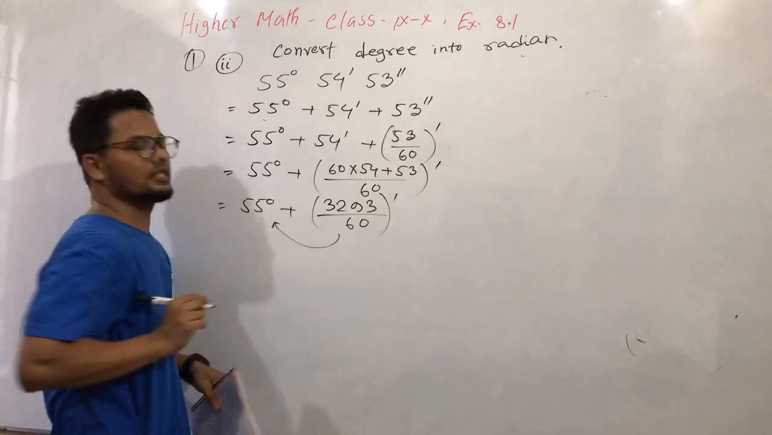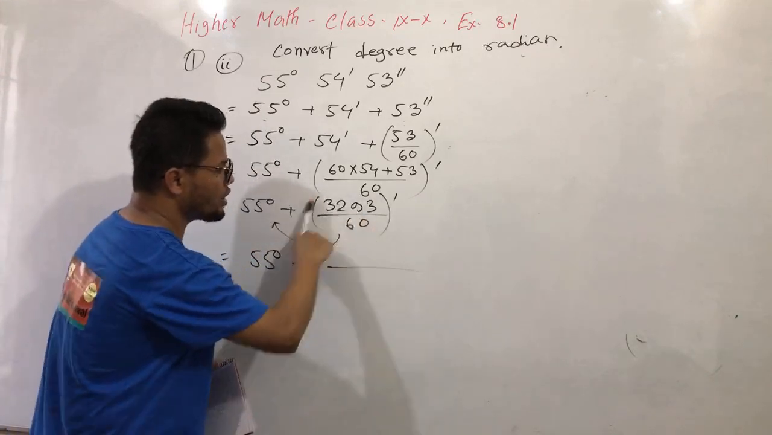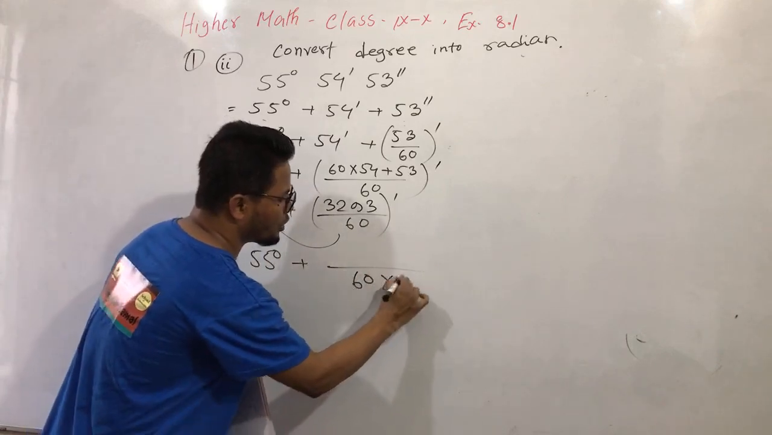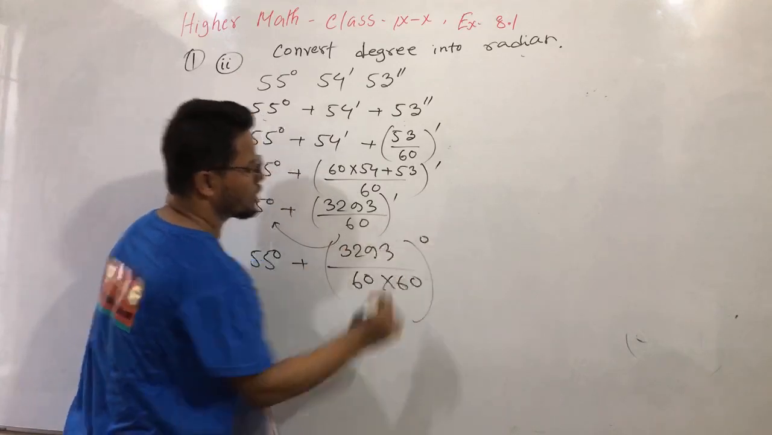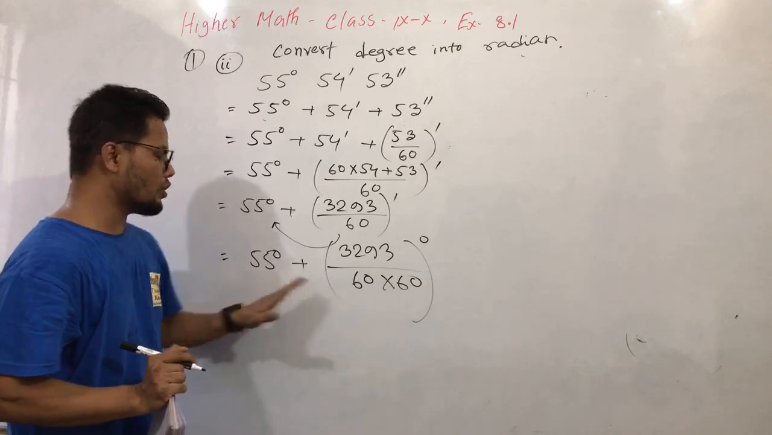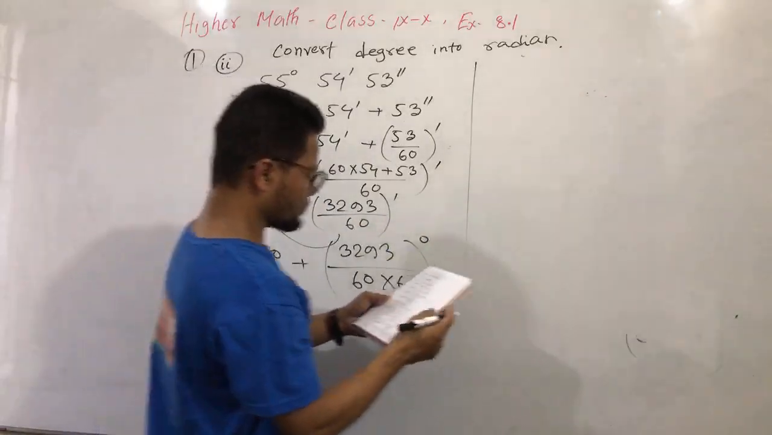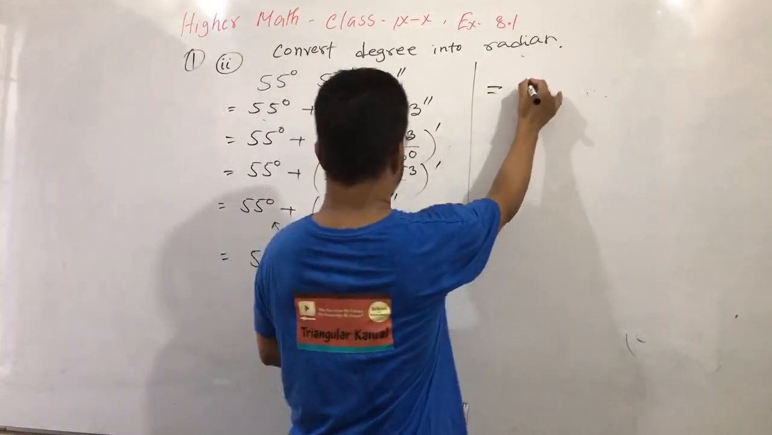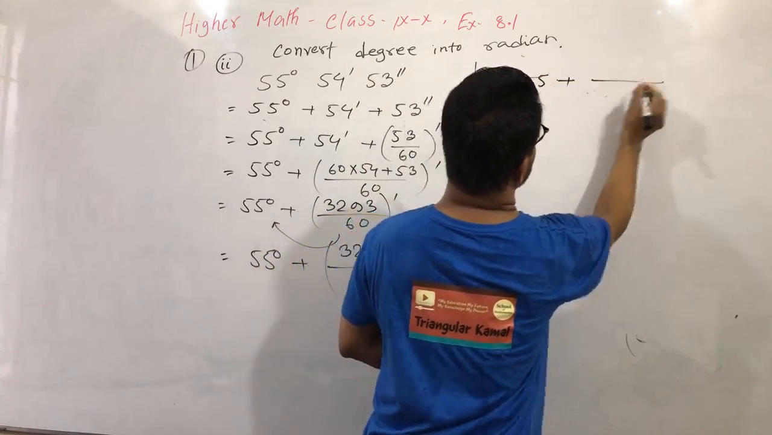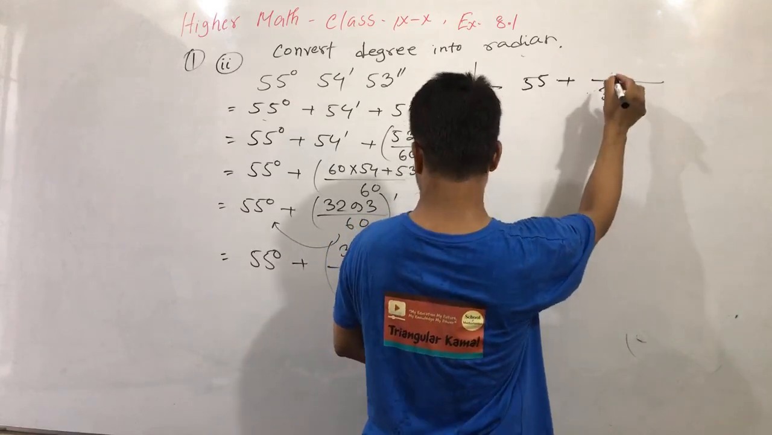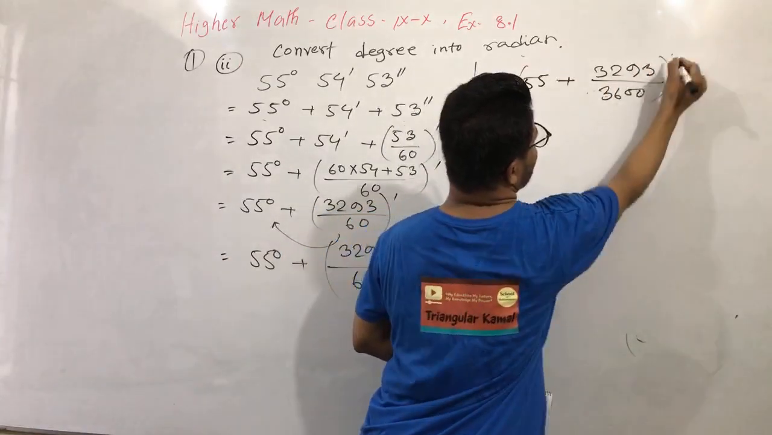Now minute is converted into degree. 55 degree plus, and then again minute is converted into degree, so we multiply again by 60. This one is 3293 over 3600, and finally this is now degree, and both are the same unit. Now we can take the LCM or do simple calculation. After calculation, this will be 55 plus 3293 over 3600, and together they are in degree.